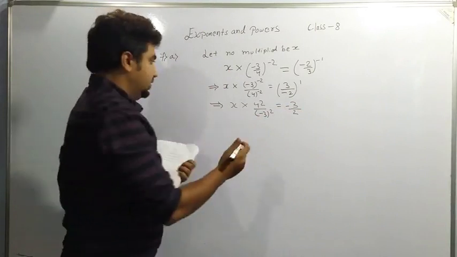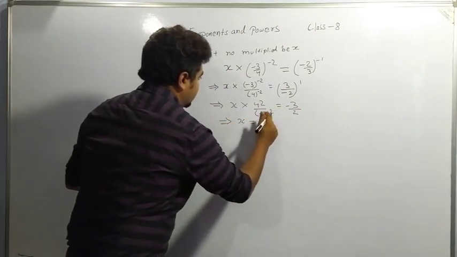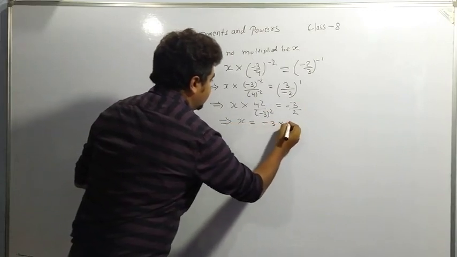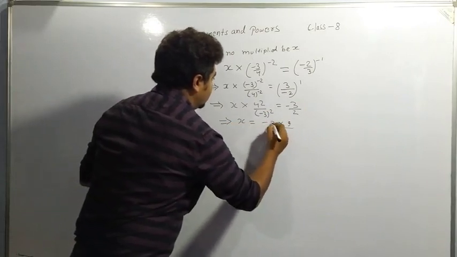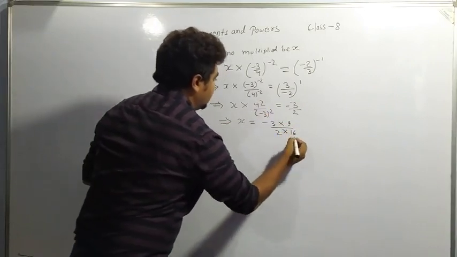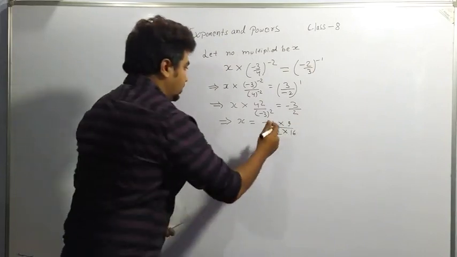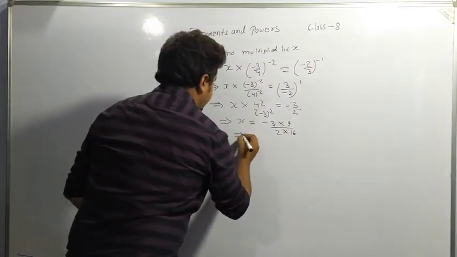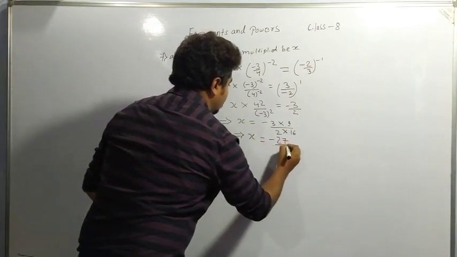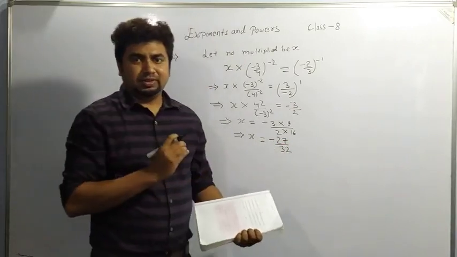So again we can write x equal to 3 square is 9, which will go to the numerator, 9 by 2 into 4 square is 16. 16 will come in the denominator. So 3 into 9 is 27. Minus 27, x is equal to minus 27 by 32. So this is question number 7 bit A.